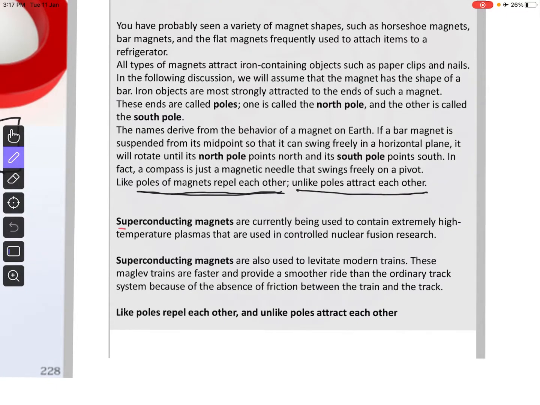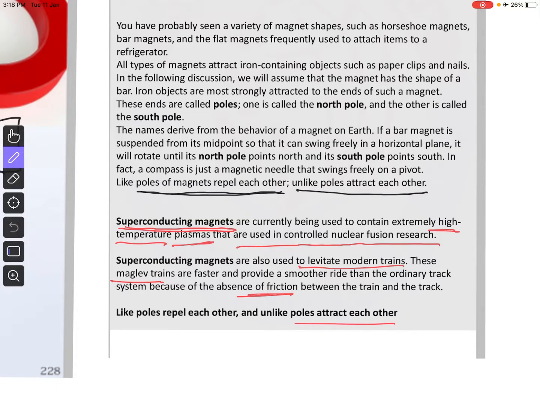And we have superconducting magnets. We can have them at extremely high temperatures and plasmas that are used in controlled nuclear fusion research. Superconducting magnets also can be used for levitated modern trains, the maglev trains. Later you can search for it. They are faster and provide a smoother ride than the ordinary track system because of the absence of friction. We are using magnets, one below and one at the top. In that case there is less friction, less sound, and the passengers feel comfortable.